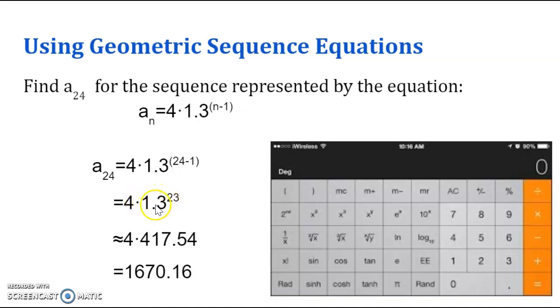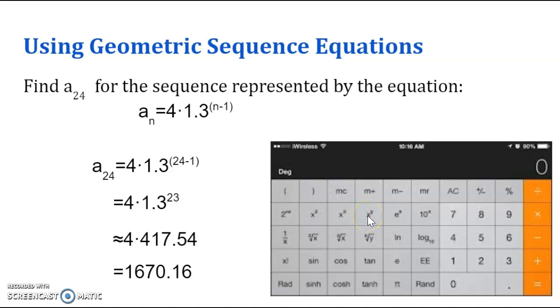How will we do the calculation? Okay, so what you would do is, remember, order of operation. We need to do the exponents first. That means we're going to do 1.3 to the power of 23. So we put 1.3, and then we need to raise it to the power of 23. You use this exponent button here. It's x to the power of y in this case. X to the power of y.